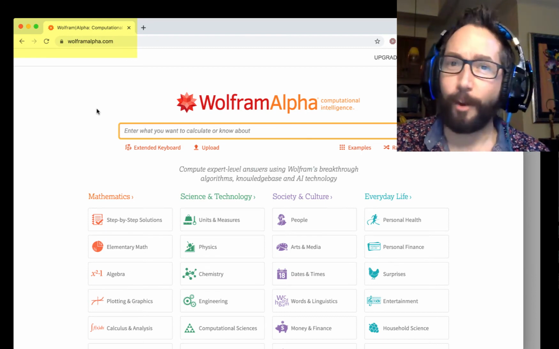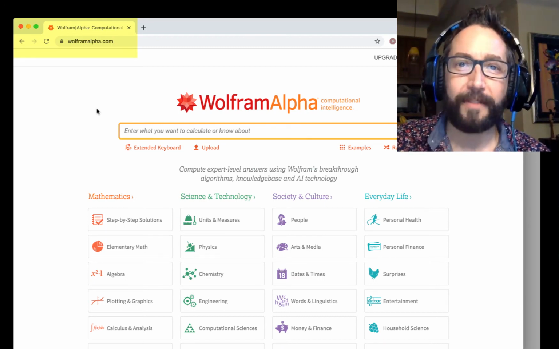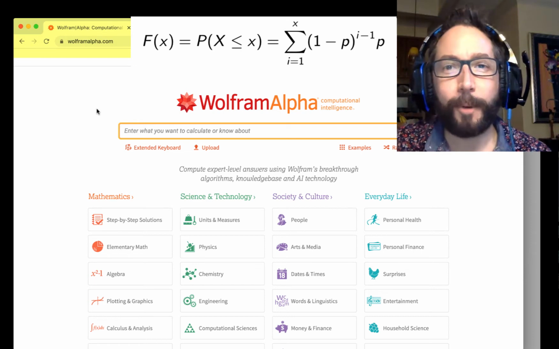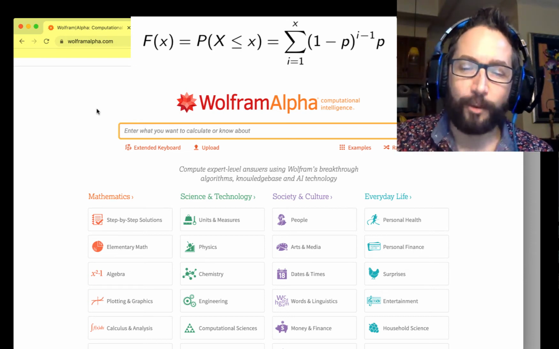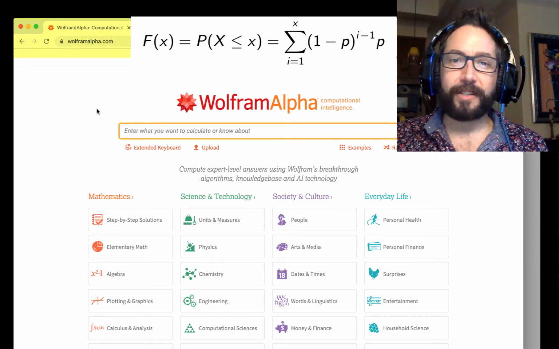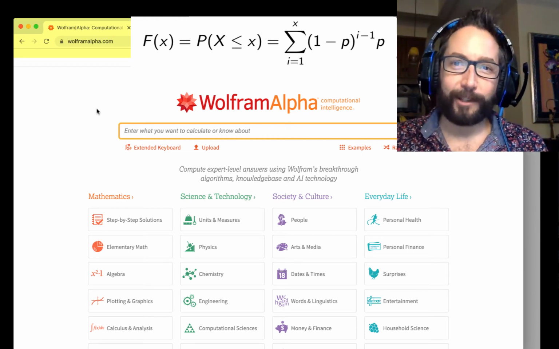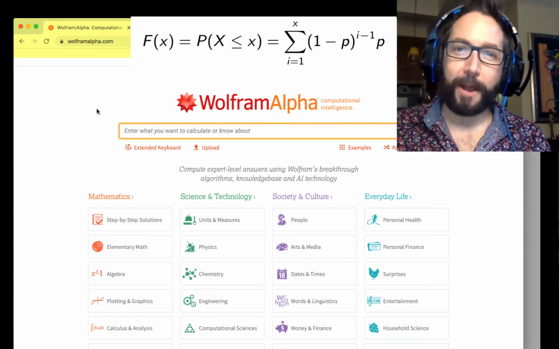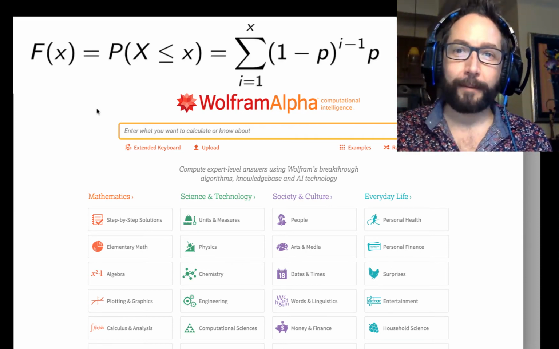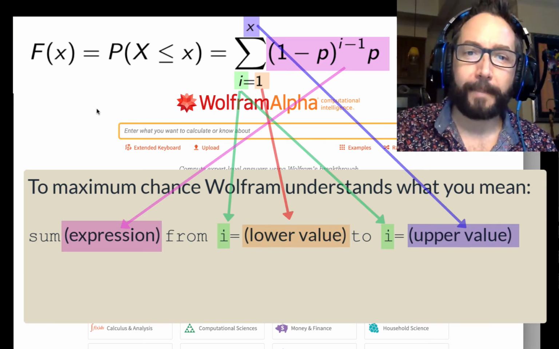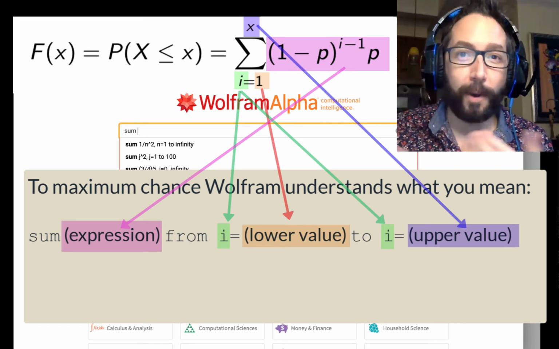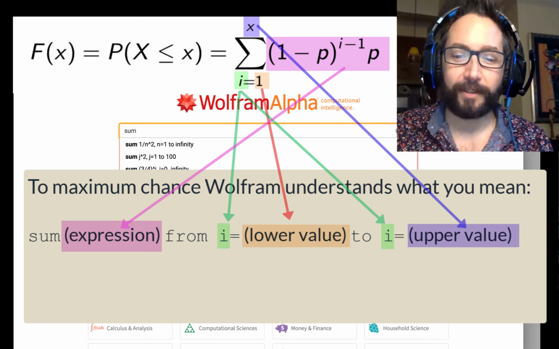So in this case, I want to figure out, okay, how do I evaluate that sum here? The sum from i equal to 1 up to x of the quantity 1 minus p raised to the x minus 1 power times p. Well, in Wolfram Alpha, you pretty much get to just type in English what you want to evaluate. And the natural language processor that lurks inside Wolfram Alpha does a pretty good job at figuring out what you mean. So to do a sum, I'm going to set it up like this. I'm going to take the sum, and I'm going to say, well, what do I want to be summing up? What's the component of each of these sums?